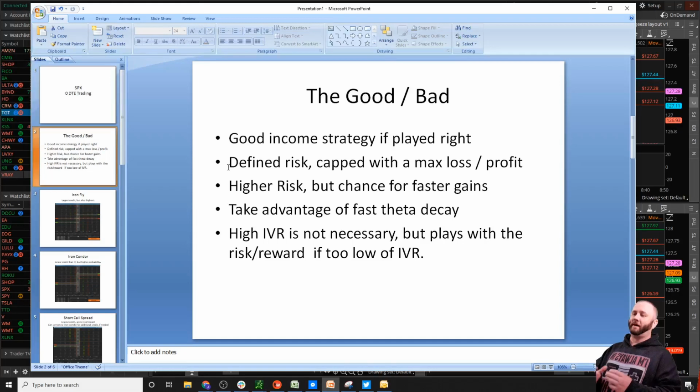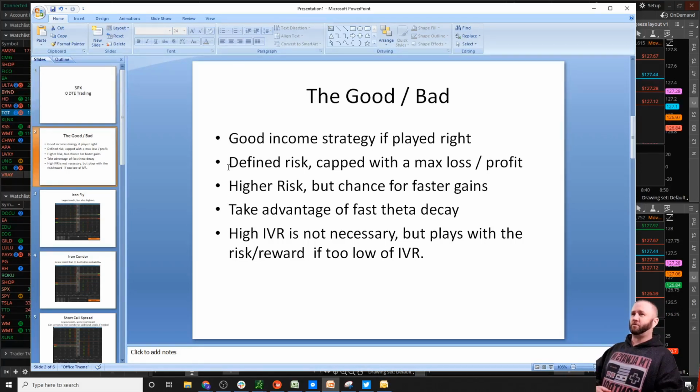But the positive side is it's fast gains, and depending on which one of the strategies you put on, it could be as fast as an hour or even less. But for the most part, it's about 2 hours, plus or minus, of time. But you can get your fast gain. And the main reason is you're taking advantage of this fast theta decay. Those that know me, I trade theta decay with spreads. Over time, theta goes out.